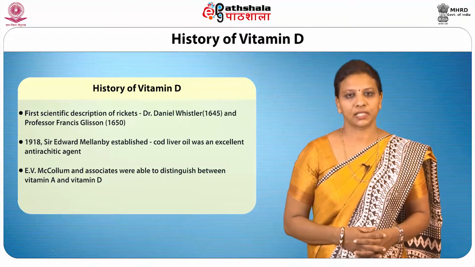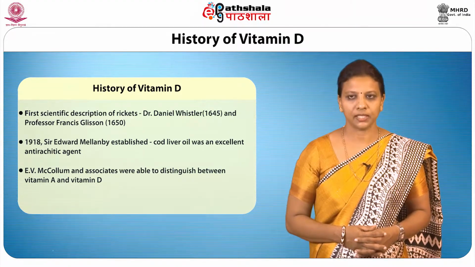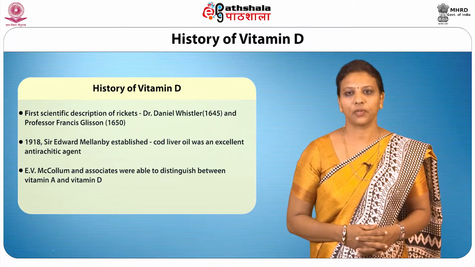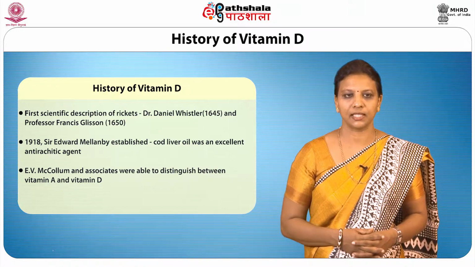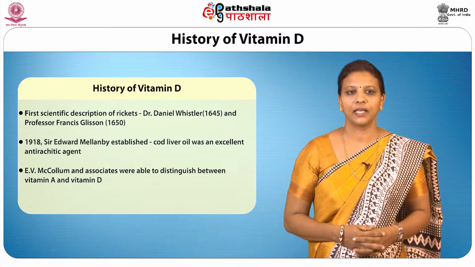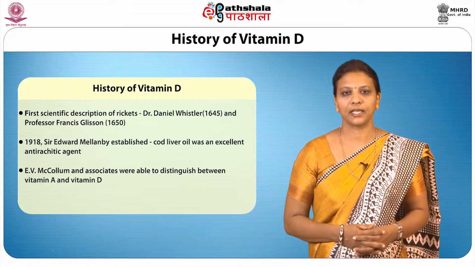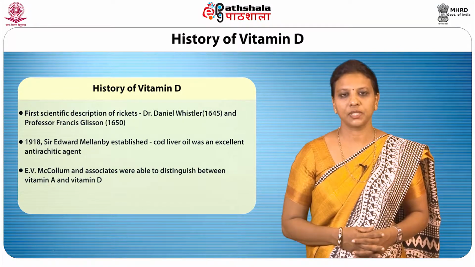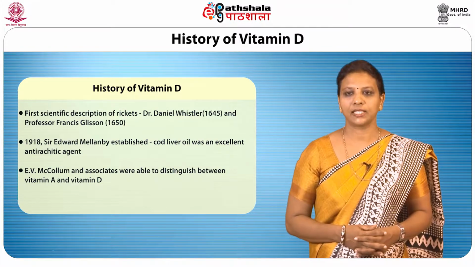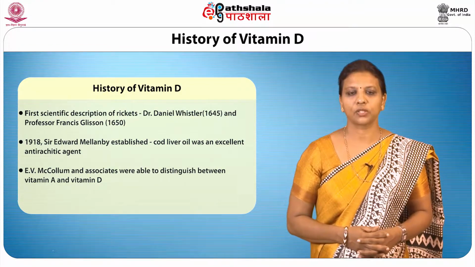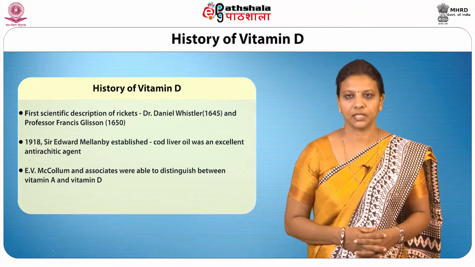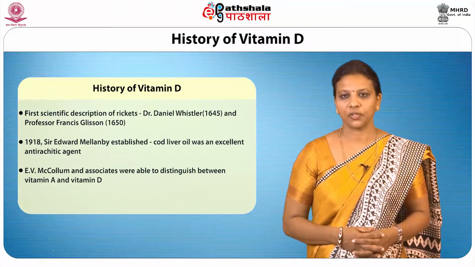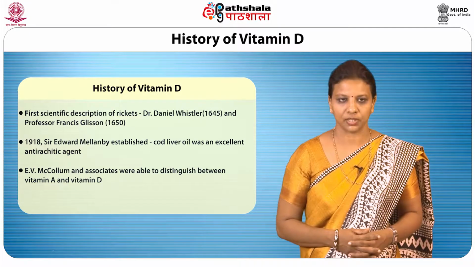The first scientific description of vitamin D deficiency, rickets, was provided in the 17th century by Dr. Daniel Whistler in 1645 and Professor Francis Glisson in 1650. It was in 1918 that Sir Edward Mellanby, working with dogs raised exclusively indoors in the absence of sunlight or UV light, established that the bone disease rickets was caused by a deficiency of a trace component present in the diet. Furthermore, he established that cod liver oil was an excellent anti-rachitic agent.